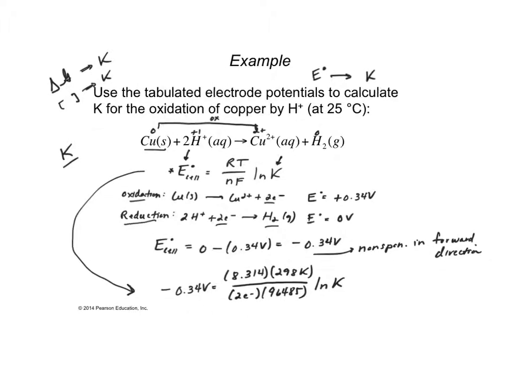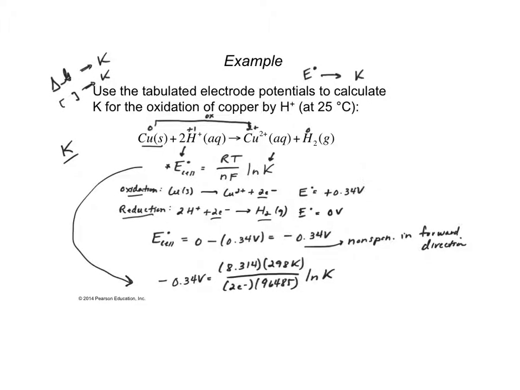So when I solve for this, I'm going to move everything in front of ln of K over to the left side. So I'm going to multiply by 2, multiply by 96485, and then divide by R and T. That's going to give me a minus 26.48, which is equal to ln of K. And then to solve for K, it's just e raised to both sides. So K ends up being a very small number, 3.2 times 10 to the minus 12.